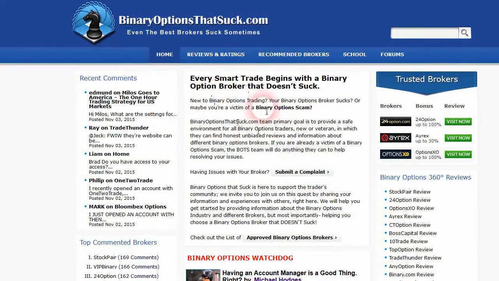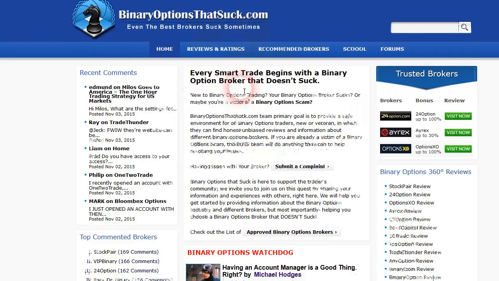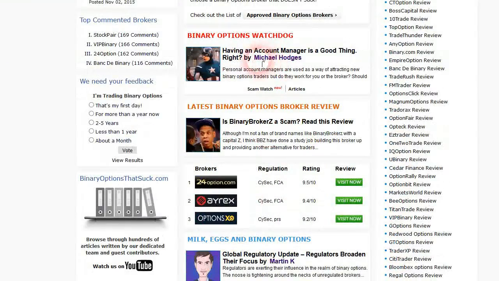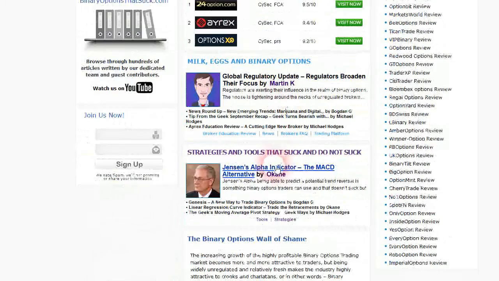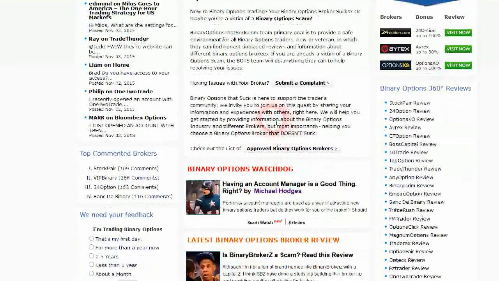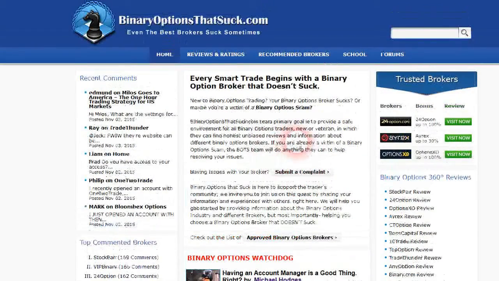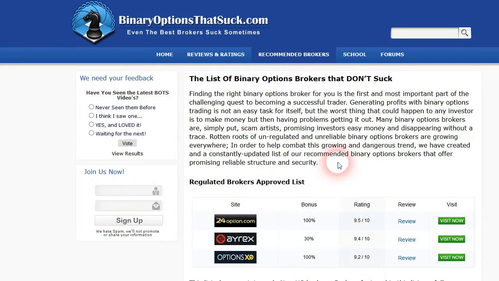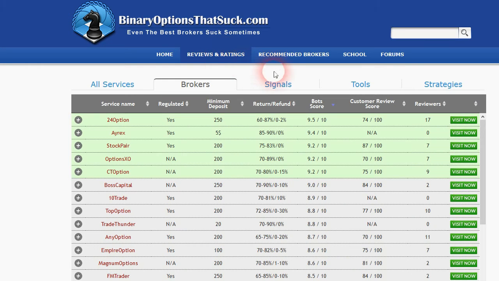We have lots of articles. When you come to binaryoptionsdeathsock.com, you will see a lot of articles. Each author writes articles every week, and you will have the chance to be up to date about scams, about good strategies, brokers. And we have obviously our recommended brokers. You can click the visit button or read the reviews first. And we also have more reviews and ratings about not only brokers, but also signals, tools, and strategies.